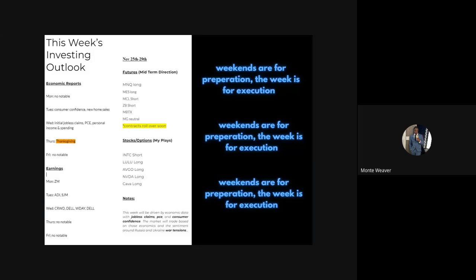Now, I did this last time. A lot of us need to start preparing for the week. Weekends are for preparation and the week is for execution. So you should already have your trades and you should already know what you're looking for in the market. I do it on Friday and Saturday, but you at least need to do it on Sunday by 5 o'clock.